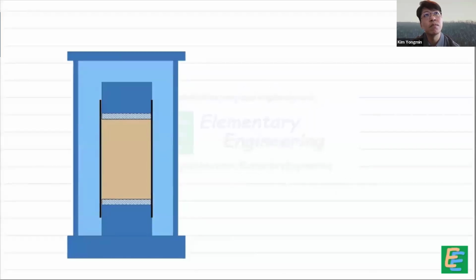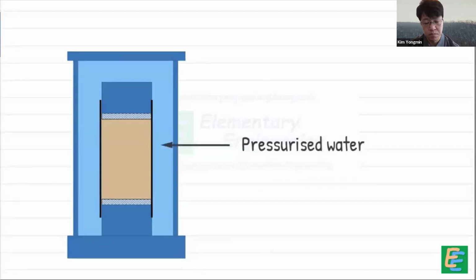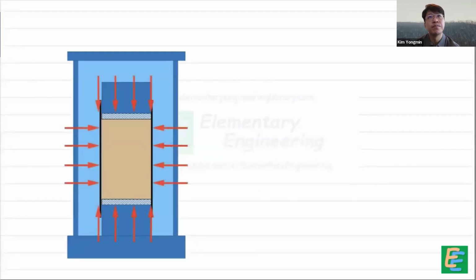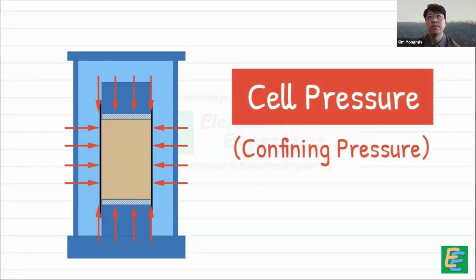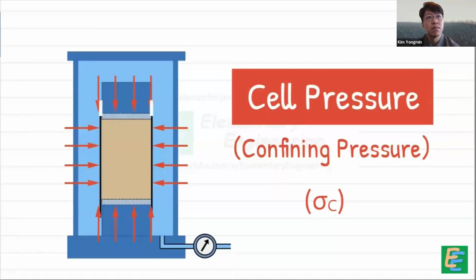Next, we fill the cell with water at the required pressure. This applies an all-around pressure to the soil sample, which we call cell pressure or confining pressure, denoted as sigma C. Sigma C or sigma 3 are the same symbols, but sometimes used differently. We use a device attached to the cell to measure this pressure. The membrane protects the soil sample from being penetrated by the pressurized cell water.